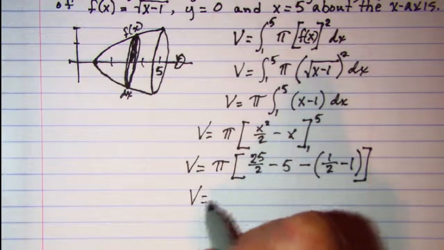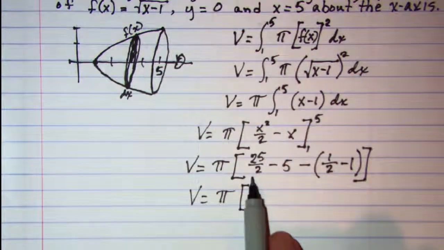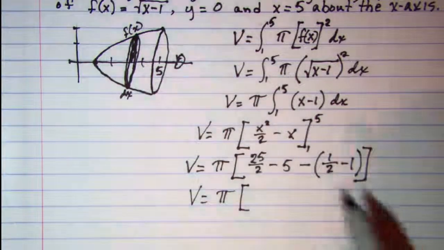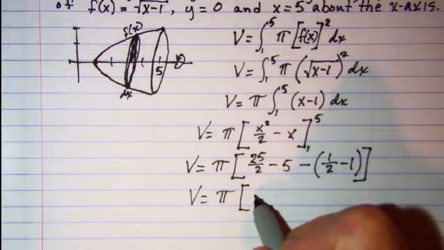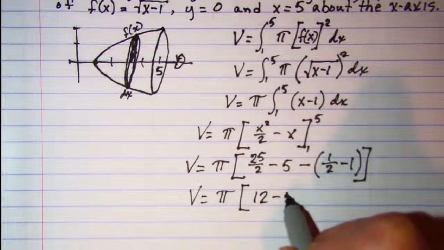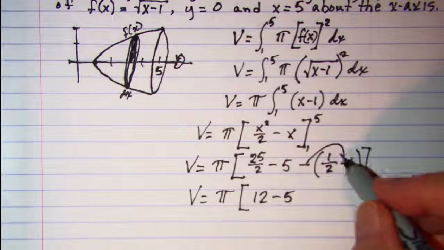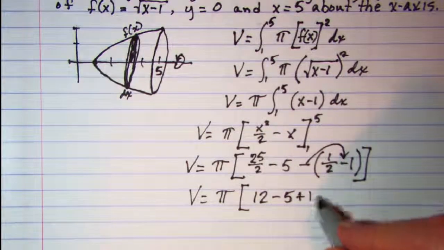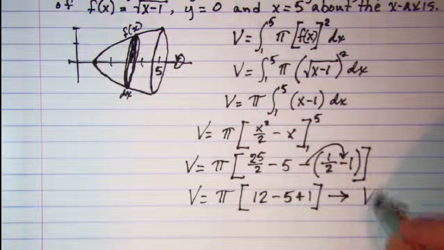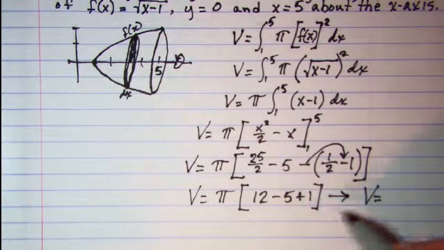Our volume equals pi times, I have 25 halves, subtract 1 half is 24 halves, which is 12, minus 5, and then this goes in and makes that plus 1. This gives me a volume of 8 pi.